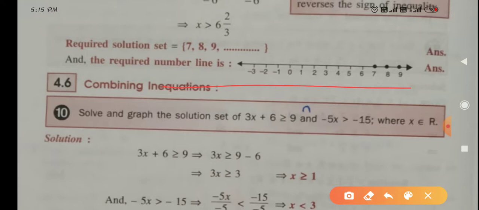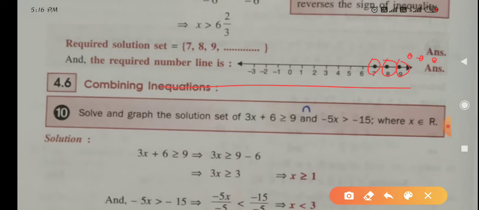7, add a dark dot, 8 dark dot, 9 dark dot, and 3 more dots you can put like this. These 3 dots show continuity. Only the numbers you have to darken, not the portion between the numbers. Between the numbers, whatever portion is there, you will not darken, because it is not the case of real numbers. In the case of real numbers, the middle portion will be darkened.